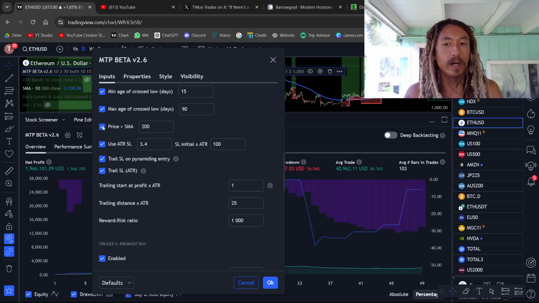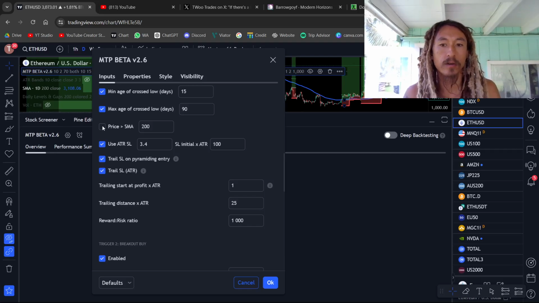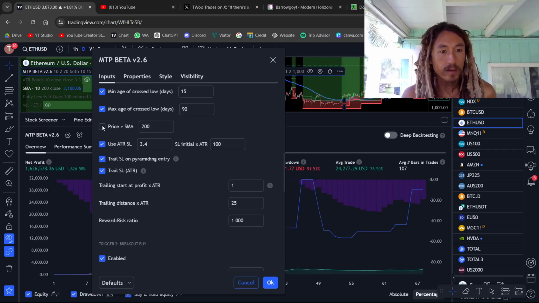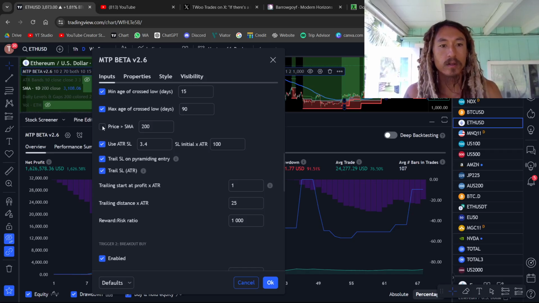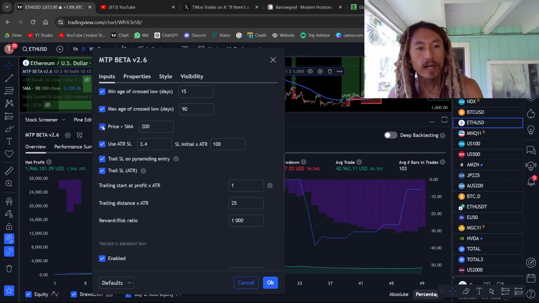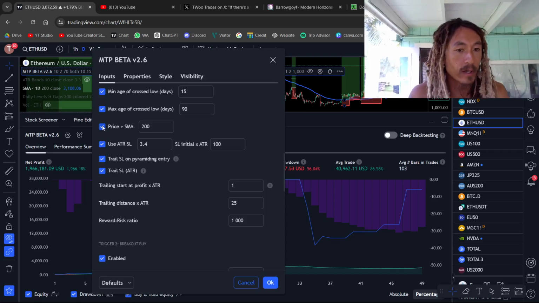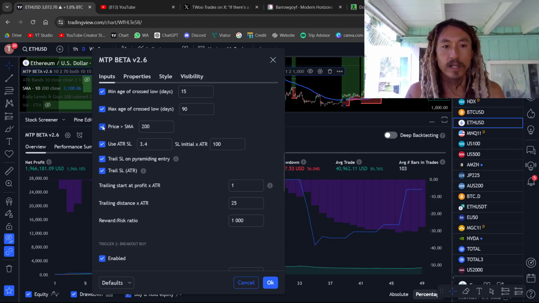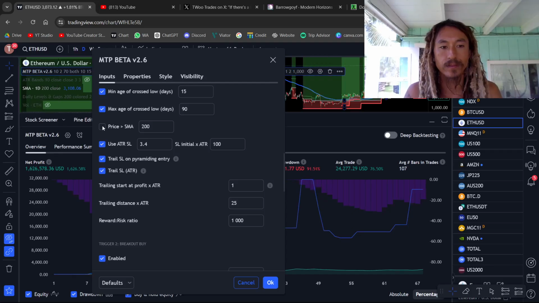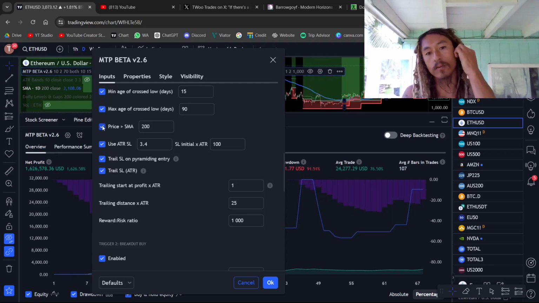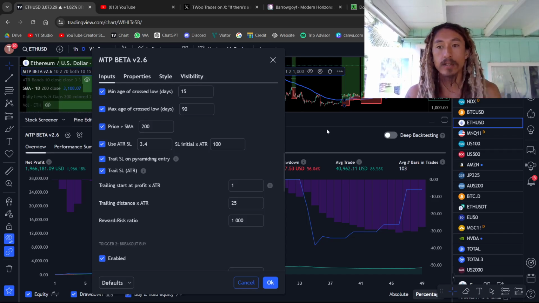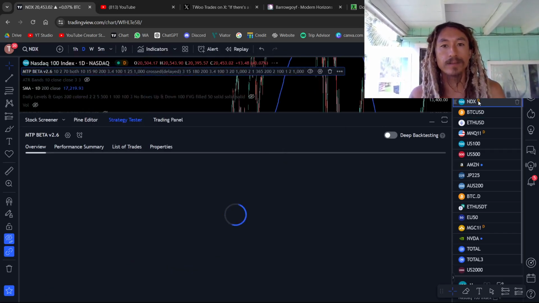Let's check for the dip buy. Turning the filter off. The filter is important actually. It looks like we're at a 1,966% return. Yo, the filter is actually important, it looks like.